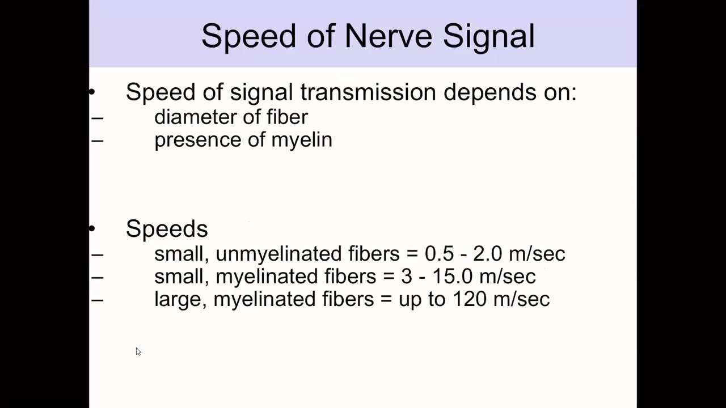Now you don't have to memorize these numbers. I just want you to get the idea that the speed depends on how big the fiber is, the diameter, and whether it has myelin or not. The big thing is that information is traveling super fast. It's traveling 1/2 to 2 meters a second in the slowest ones, but in the large myelinated fibers, it's going 120 meters a second. So the information is getting sent before you can even think about it or realize that it's happening.